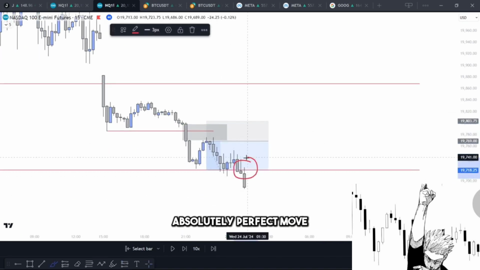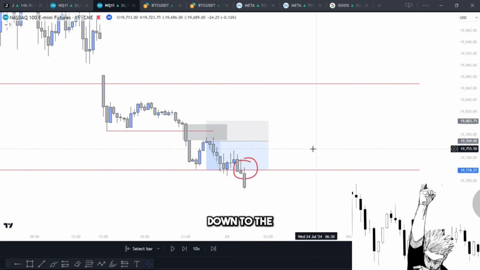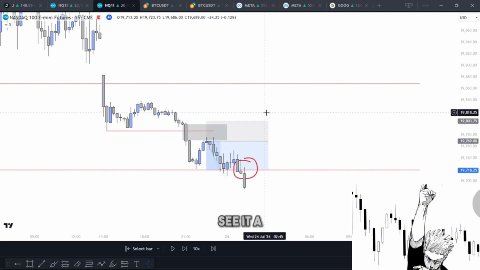So let's take a look at how this setup plays out. Right here we get an absolutely perfect move down to the lows using that concept. So let's take a look at some more examples so you guys see it a little bit more clearly.